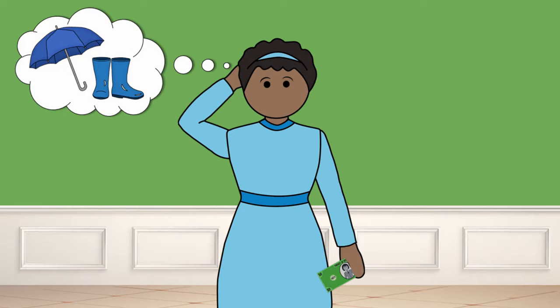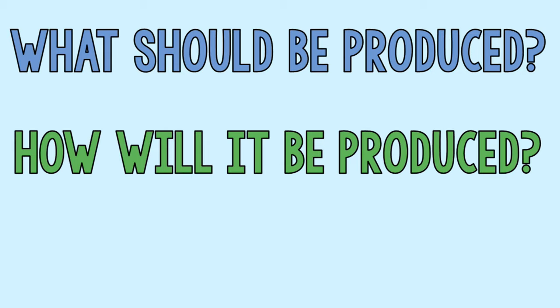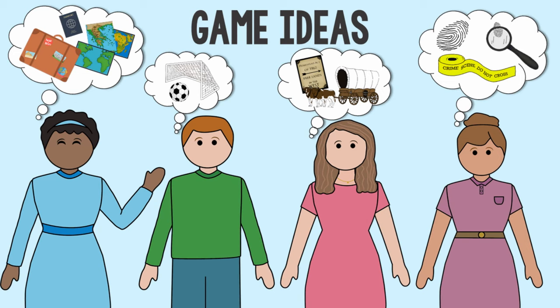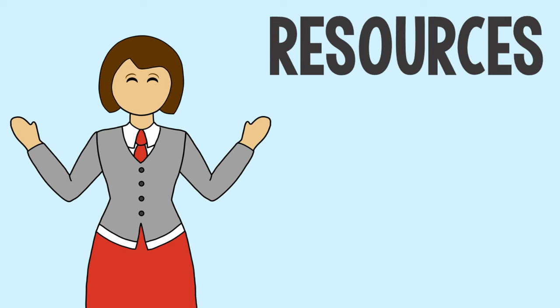When society makes economic choices on goods and services, they work to answer three basic economic questions. What should be produced? How will it be produced? And who will use it? For example, let's say people have a want for a new video game. A company first needs to decide what game should be created. Next, they'll need to plan what resources will be needed to create it.